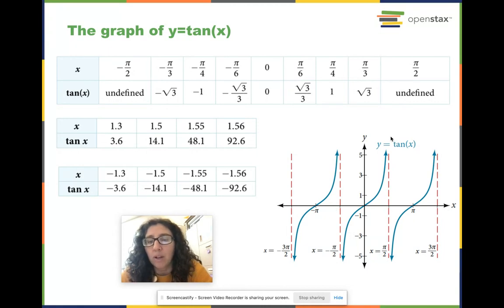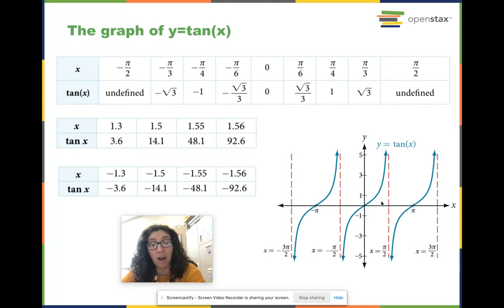And it goes up as it gets close to pi halves and down as it gets close to negative pi halves. It has symmetry about the origin, right? We could either fold it twice and it would match up, or we could rotate it 180 degrees and it would match up, right? So those are the things we notice.